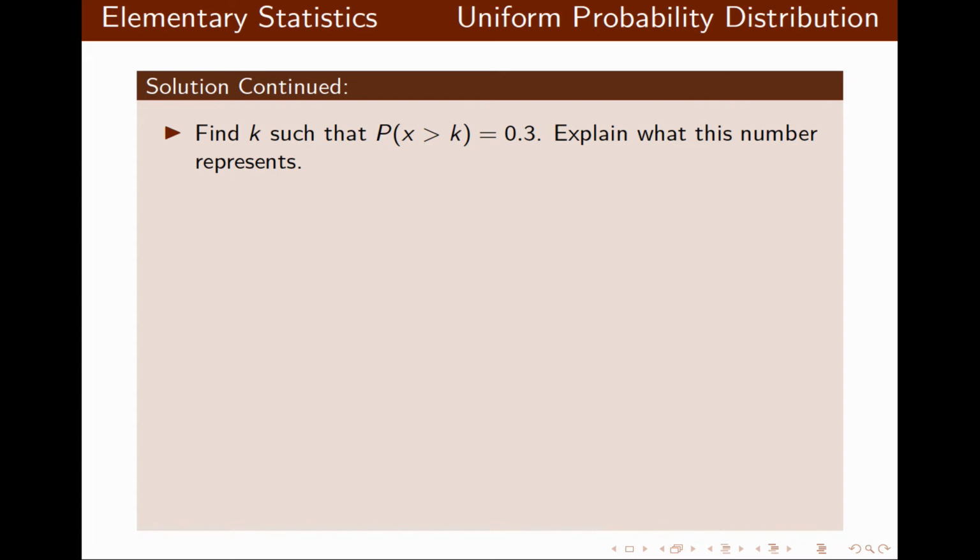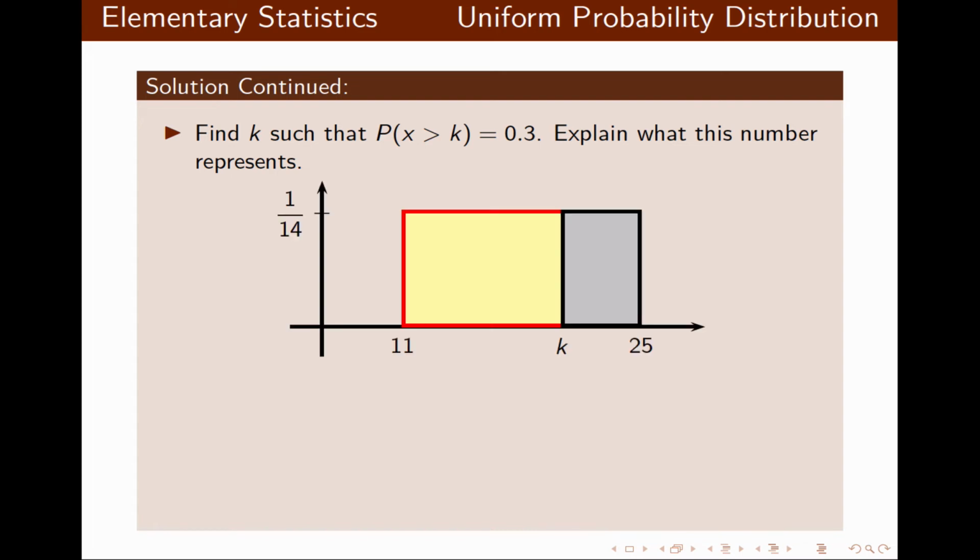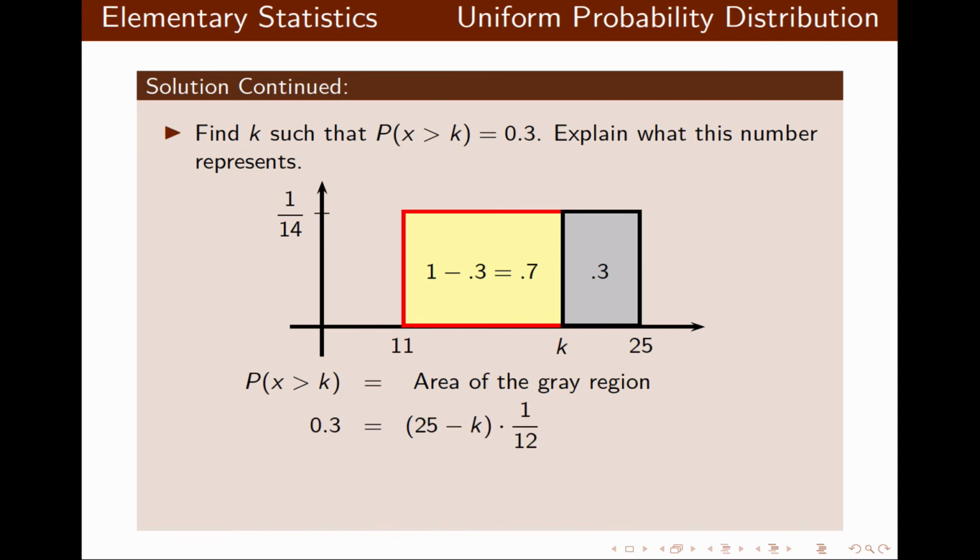Now let's find K such that the probability that X is greater than K is equal to 0.3. So notice we want X to be greater than K. So whatever K is, the area to the right of K is equal to 0.3. And of course, the area to the left of it will be 0.7. So the probability that X is greater than K in terms of the area of the gray region would be 25, the right number, minus K, the left number, times the width of the rectangle, which is 1 over 14. And we want this area to be 0.3.